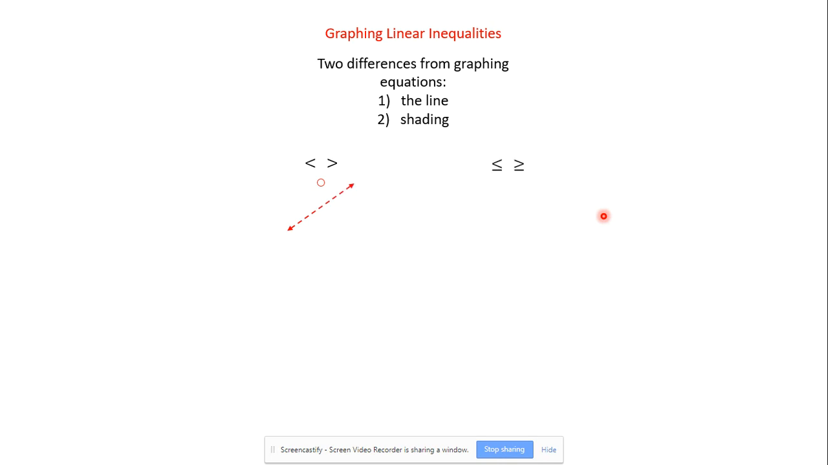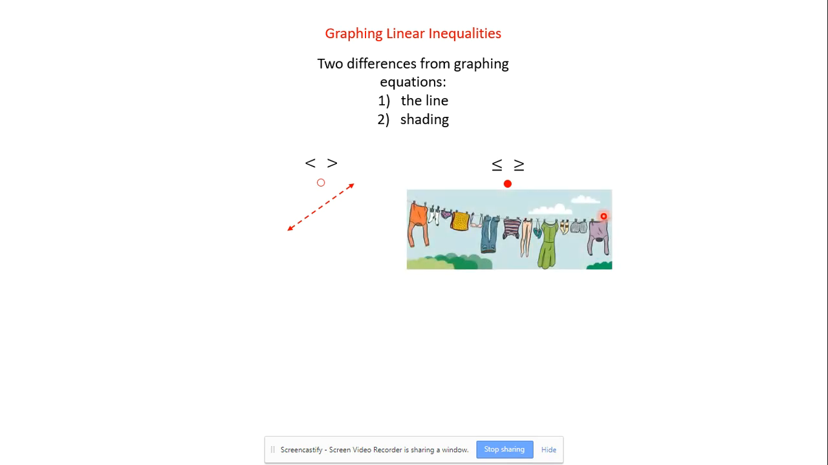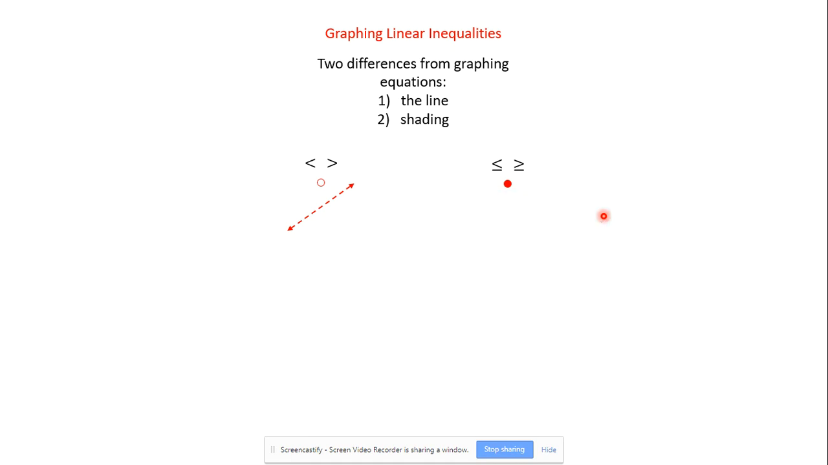And then for the or equals to, we had a closed dot, a closed circle, and so we use a closed line. No, that's a clothes line. We use a closed line, which would just be a solid line.